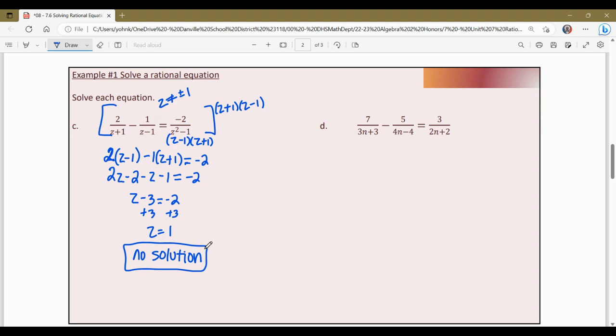All that work just to get no solution. So always check to see if the answer that you got will not blow up the denominator, because that would be bad. All right, letter D.